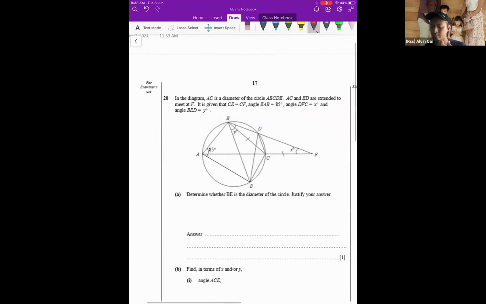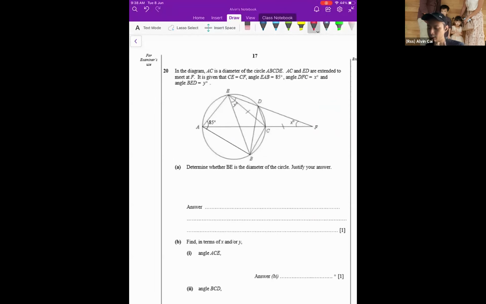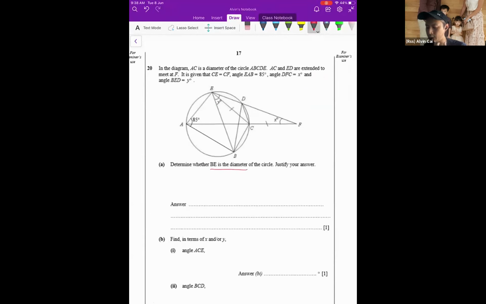Second property. Question 28. Determine whether this is the diameter of the circle. Don't be like me: make sure you read through all the questions. AC is a diameter, so this is a diameter, and AC is extended to this F. CE is equal to CF, as indicated there. Angle 85 is given, x degrees and y degrees. So we need to check whether D is the diameter of the circle.